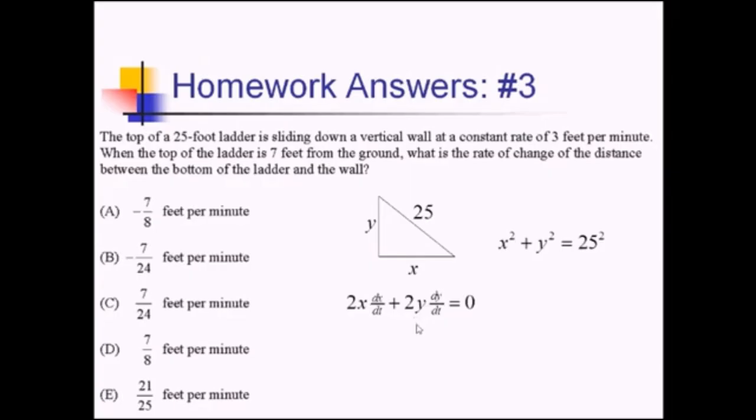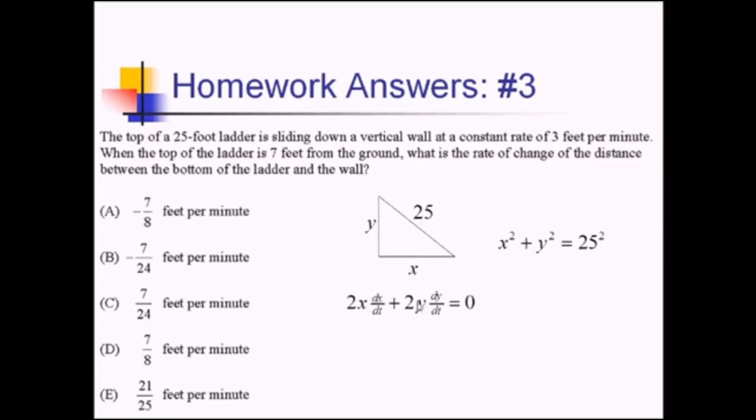And now I need to plug in for everything except for dx over dt. I want to know the rate of change of x, how fast that ladder's bottom is moving away from the wall. So x, do I know the value of x? Well, they didn't tell me the value of x. They did tell me the value of y. They said the top of the ladder was 7 feet from the ground. So I could use the Pythagorean theorem, 25 squared minus 7 squared, and then square root all that. Now you might remember the 7, 24, 25 right triangle. Either way, x does come out to a value of 24.